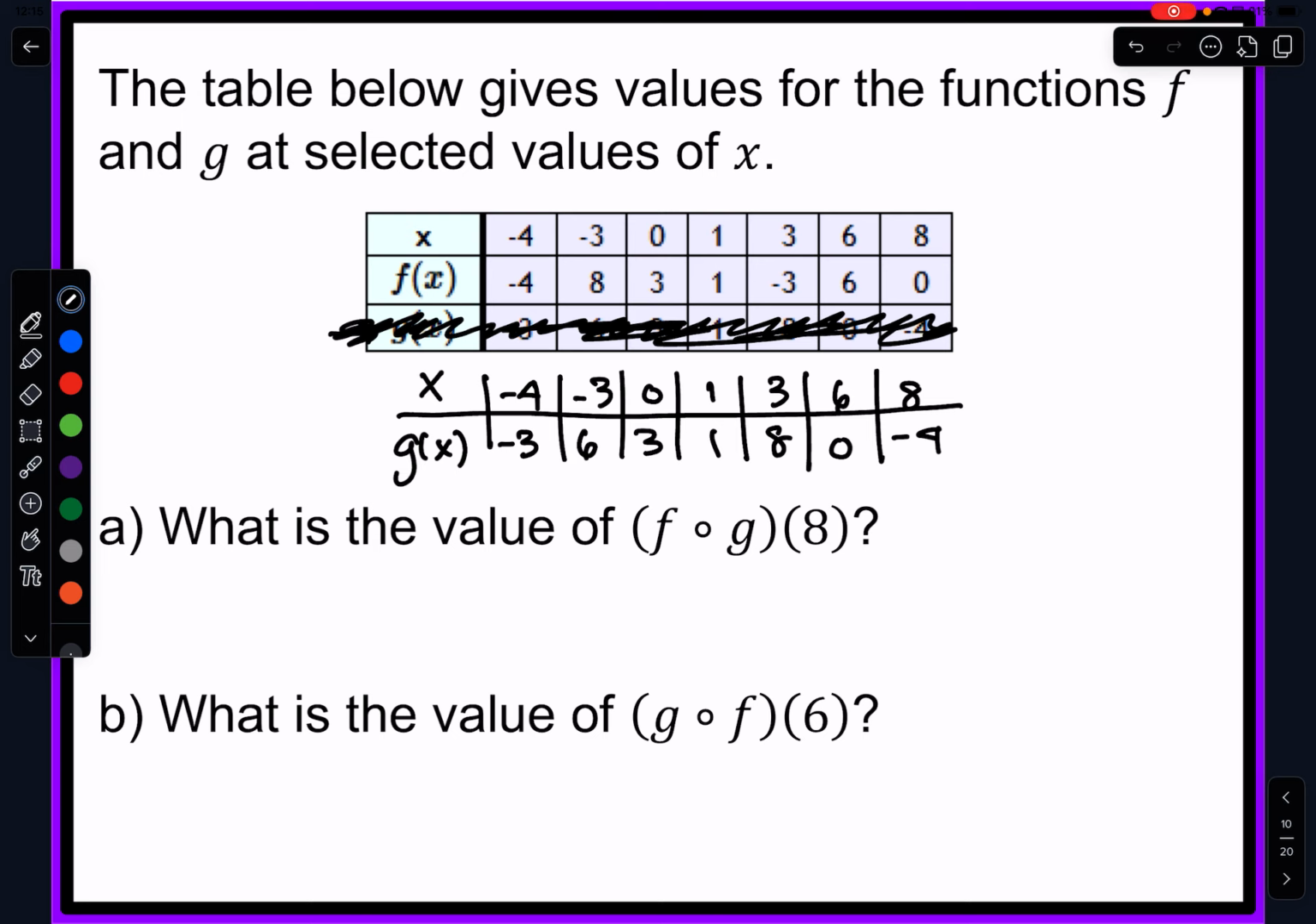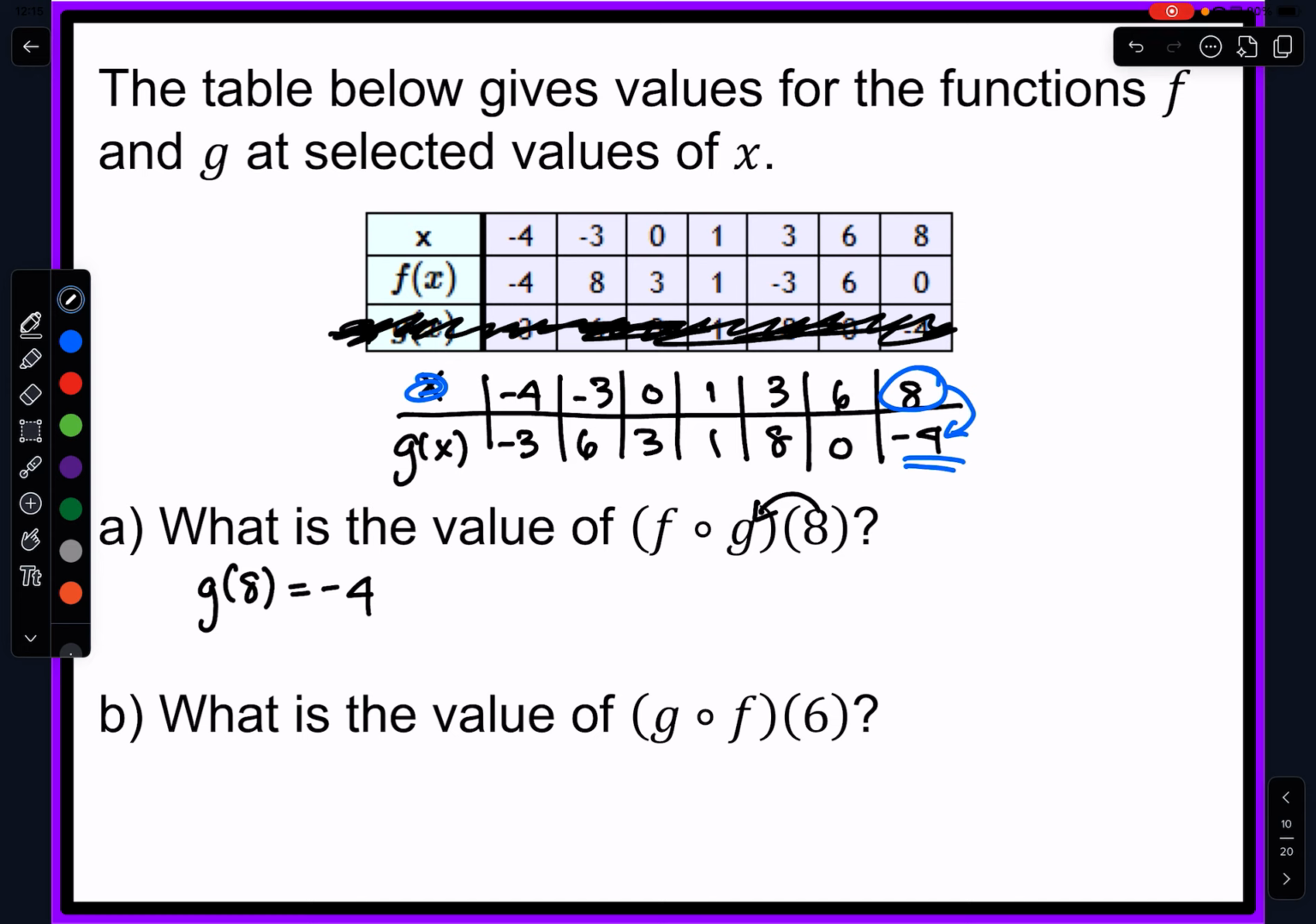So the fog of 8 means to first evaluate the function g at this input value of 8. So I'm plugging in the number 8 into the function of g. Now I'm going to get an answer out of it. Well, the table has already done the work for us. And when I go to the x value of 8 here, I see that the y value is -4. So g of 8 is -4.